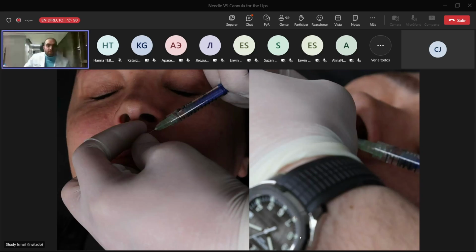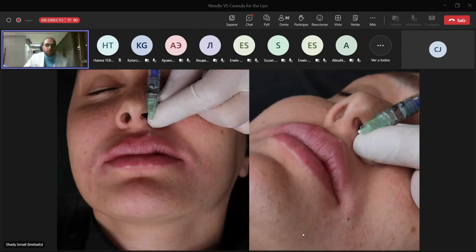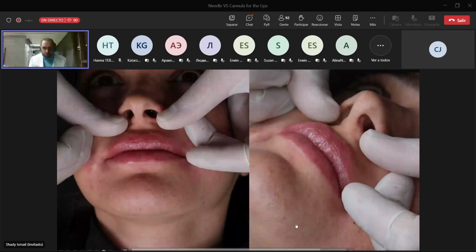Then I will give a tiny droplet at the JK point so I can increase the vertical height of the lips. Just a tiny droplet, as you see with the tip of my needle, and I leave a tiny droplet. Now, the most important part: massage.